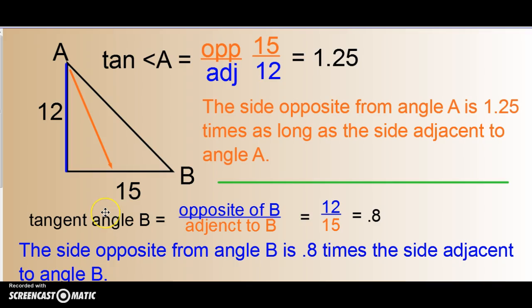So here's the tangent for angle B. Again, you would say, what is opposite from B? 12 over what is next to angle B? 15. Then divide that on your calculator and you get 8/10. So you would write in your homework, the side opposite from angle B is 8/10 times the side next to angle B. And that's your tangent relationship for each angle.